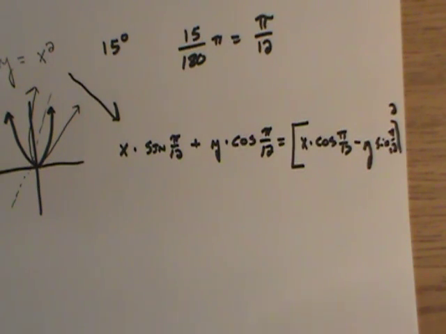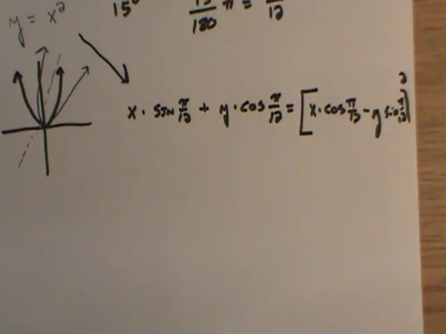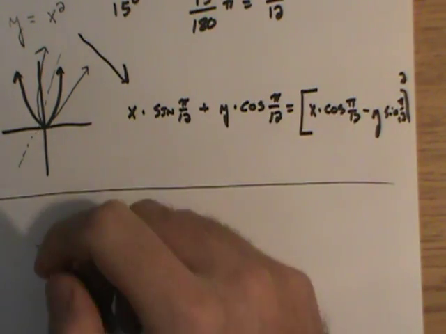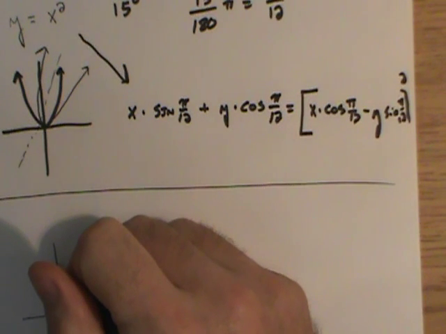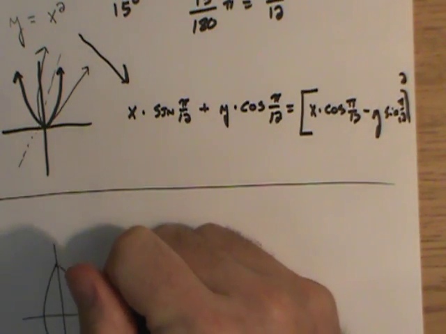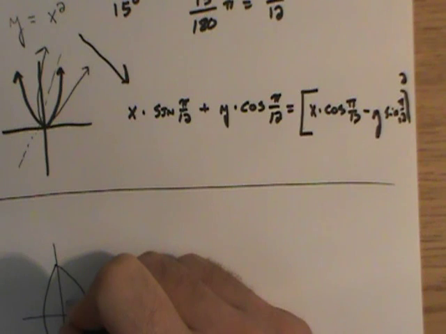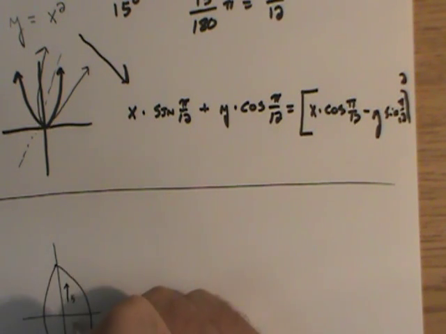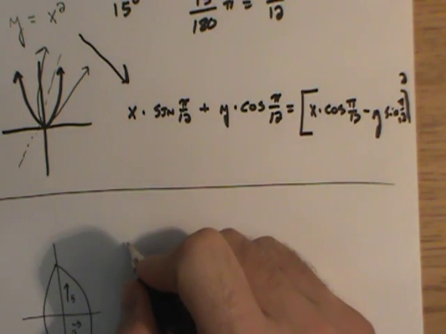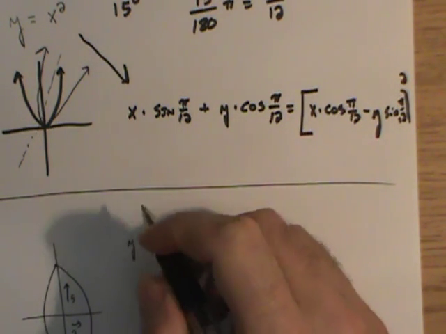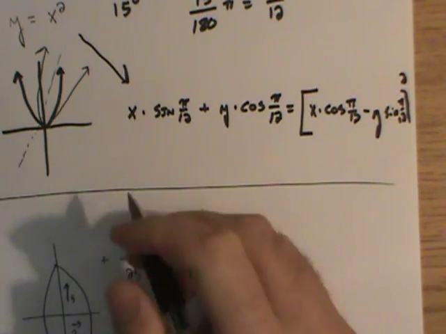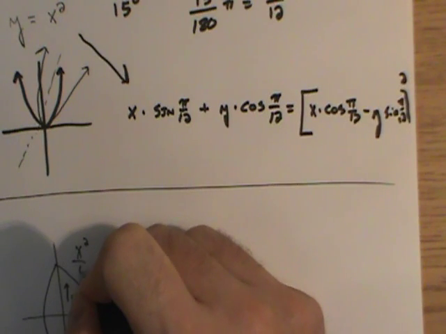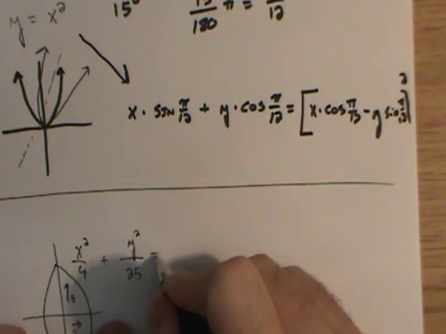I want to go on to another example and maybe go to the next level here. Let's say that I had an ellipse that looks something like this. Let's say it went up 5 units this way and 2 units that way. The equation centered at the origin would be, I guess I want to have my x's first, x squared over 4 plus y squared over 25 equal 1.